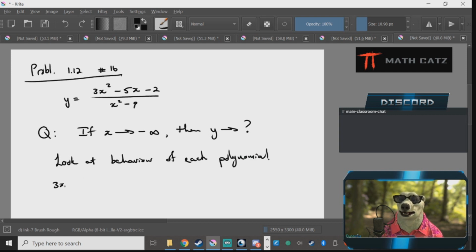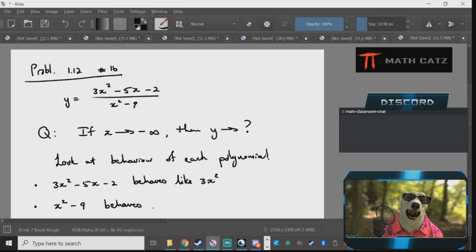The numerator, 3x squared minus 5x minus 2, behaves like its leading term because x is going to one of the infinities. Its leading term is 3x squared. That's the first one. Second one, the denominator, x squared minus 9, behaves like its leading term, x squared.